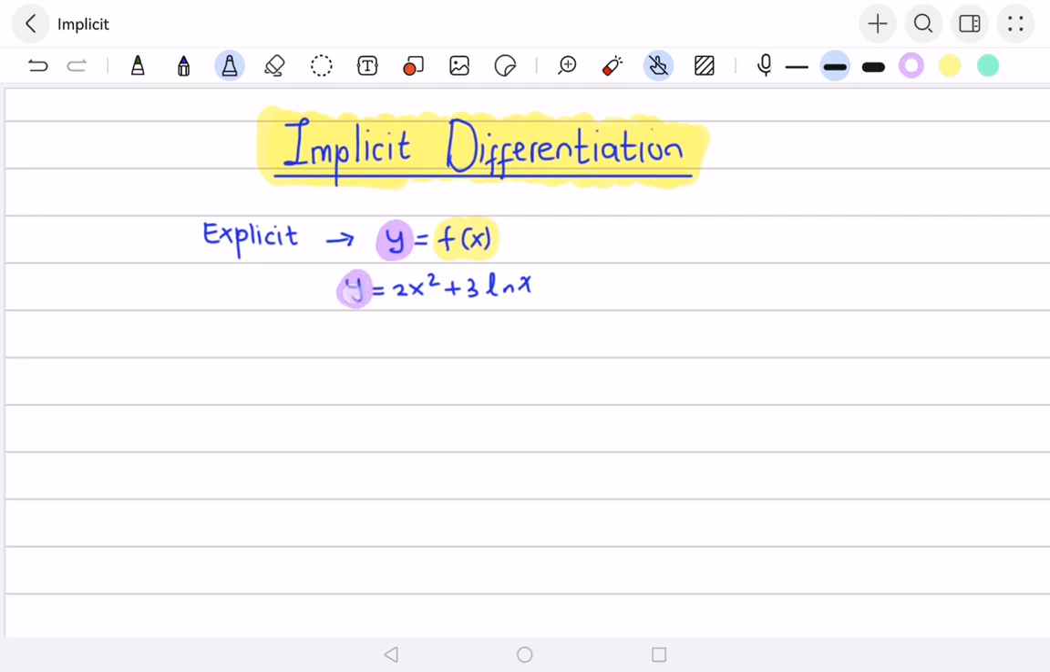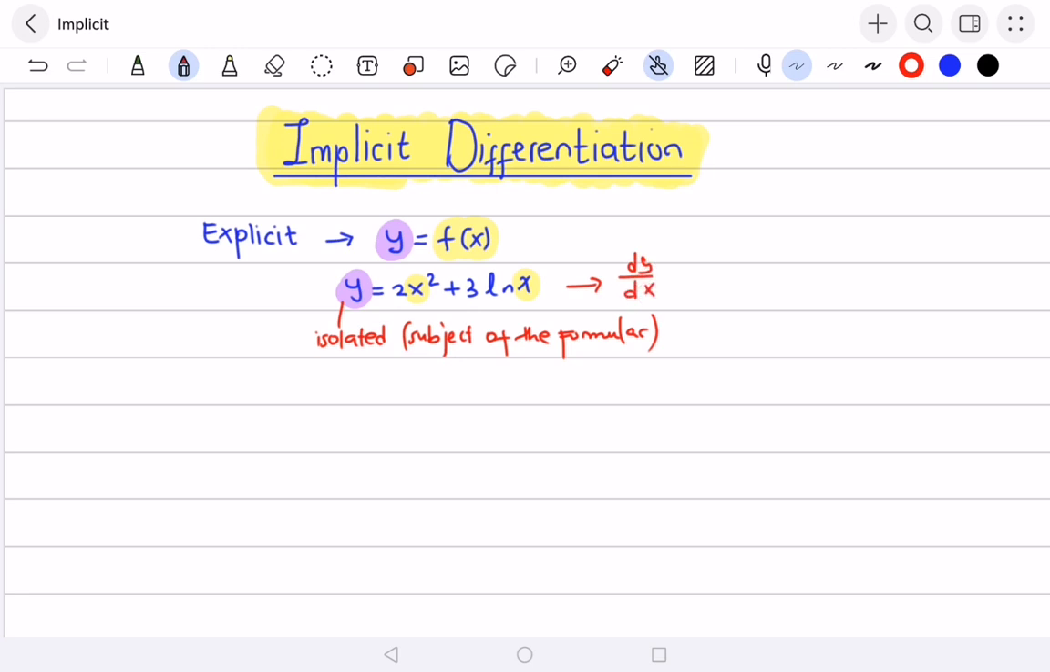On one side you have y, then on the other side you have a function of x. So y is completely isolated, meaning y is the subject of the formula. Now in this case it's easy to find dy over dx of this function, because y is isolated.